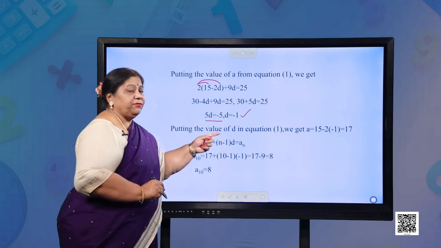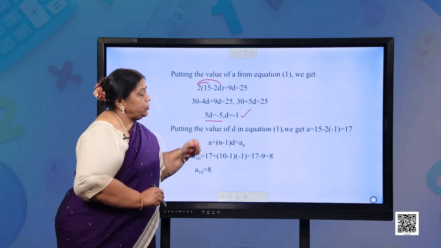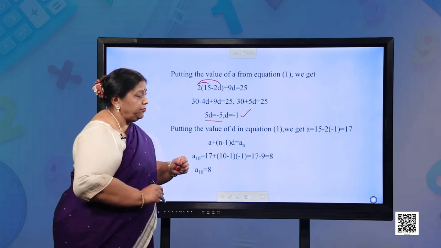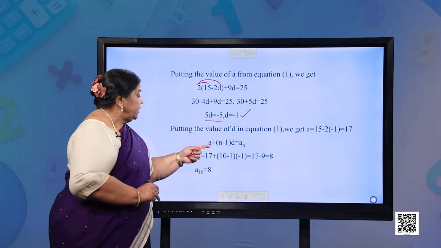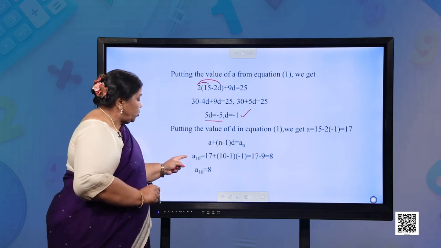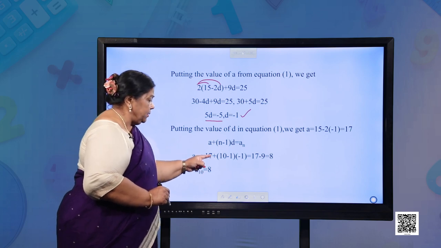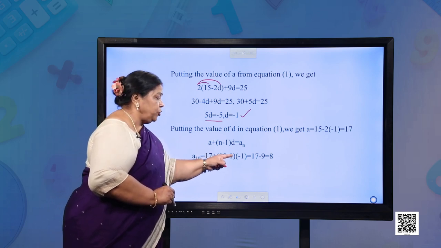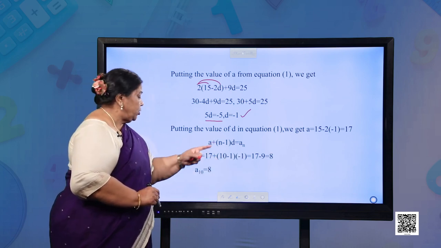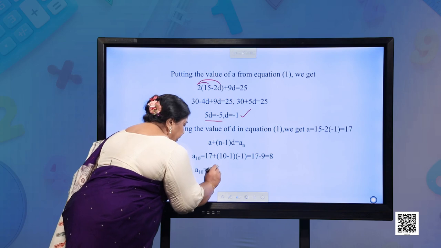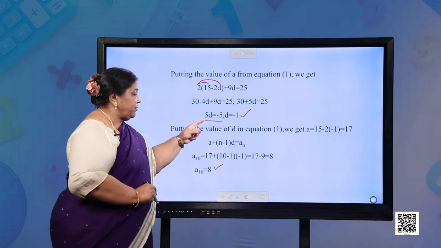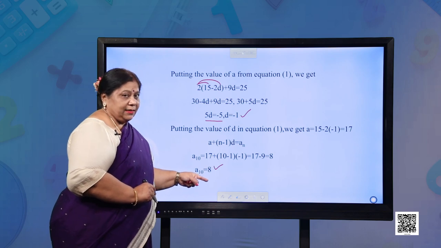Putting the value of D in the first equation, we get A is equal to 15 minus 2 into minus 1, that is equal to 15 plus 2, that is 17. So, A plus N minus 1 into D is equal to AN, we know. So, A10 is equal to 17 plus 10 minus 1 into minus 1, that is equal to 17 minus 9, that is equal to 8. So, A10 is equal to 8 and common difference is minus 1. We have calculated both the values. Let us see the next part now.